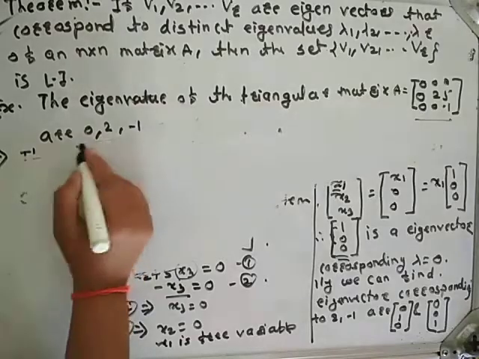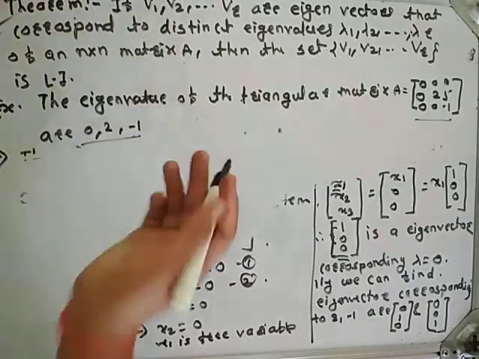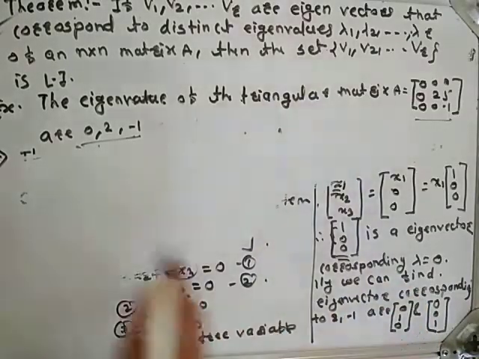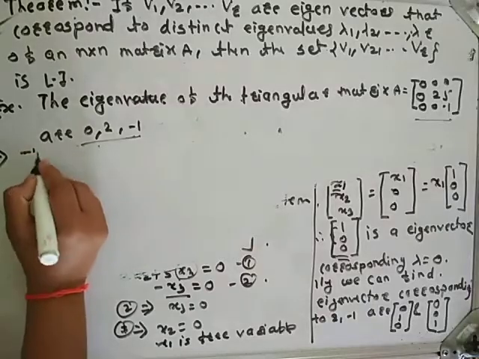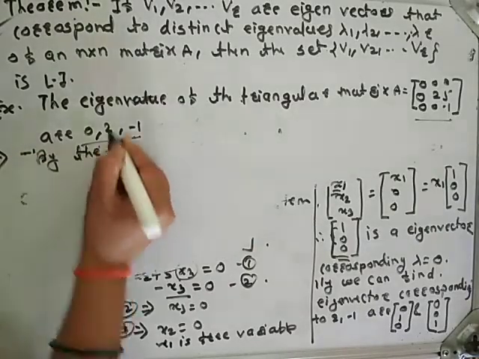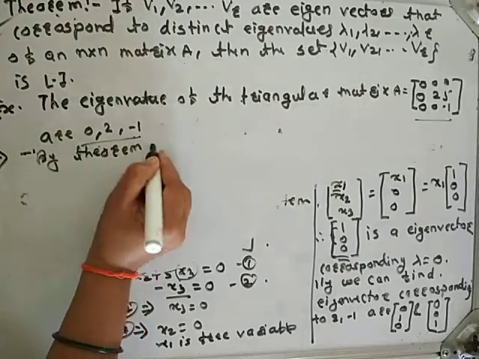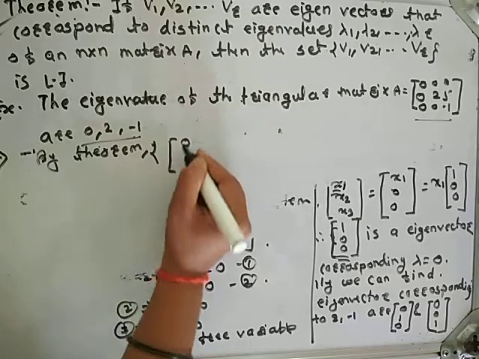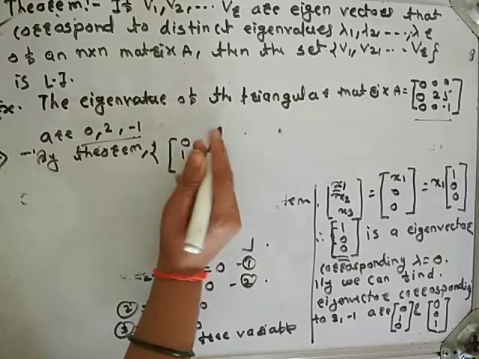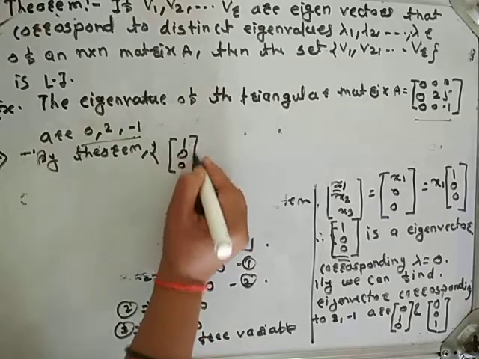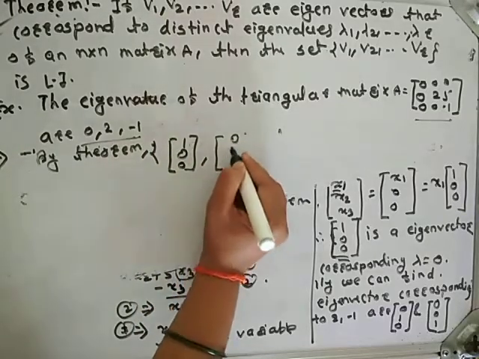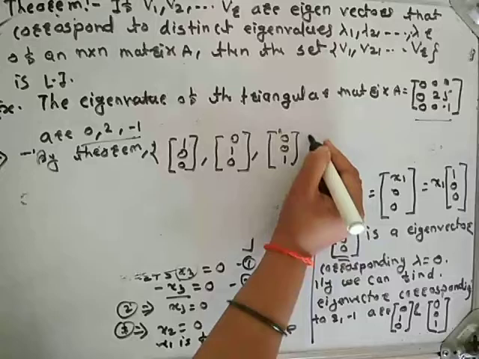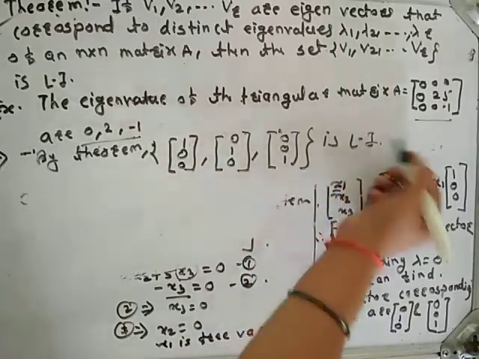See here, the eigenvalues are different, so the corresponding eigenvectors are also different. So by this theorem, the set of eigenvectors 1, 0, 0, comma 0, 1, 0 and vector 0, 0, 1 is linearly independent.